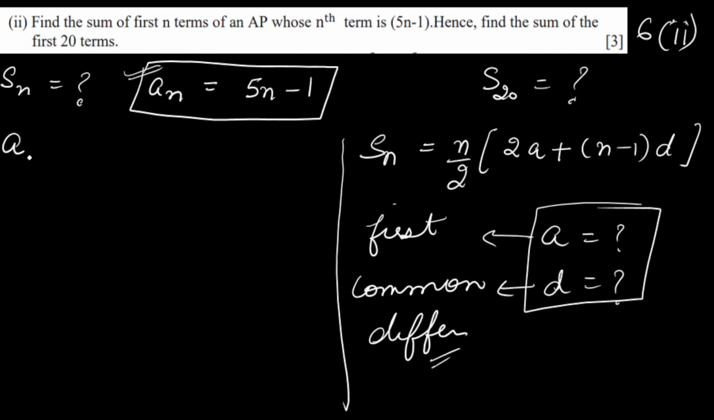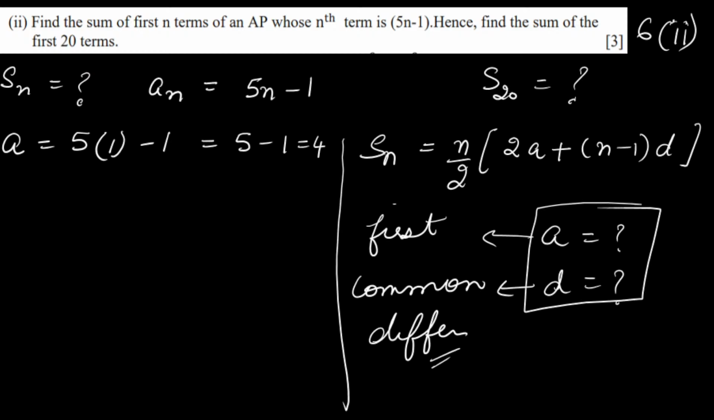So an is given to us. Let me write it as a1. First term means a1, or simply a we can write. Why am I writing it as a1? Because for the first term, n's value is 1. So 5 into, in place of n we write 1, 5 into 1 minus 1. 5 into 1 is 5, 5 minus 1 is equal to 4. So the first term is equal to 4. Now we need the common difference also. See, for the common difference, if we find the second term, that means a2, we can find a2 minus a. Then we'll get the common difference as well.